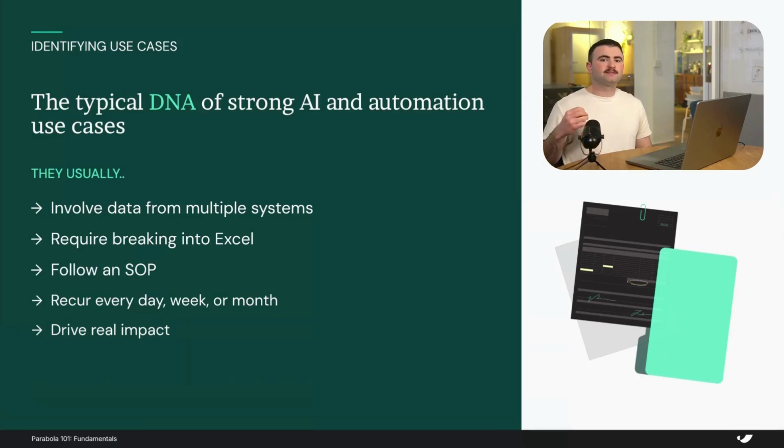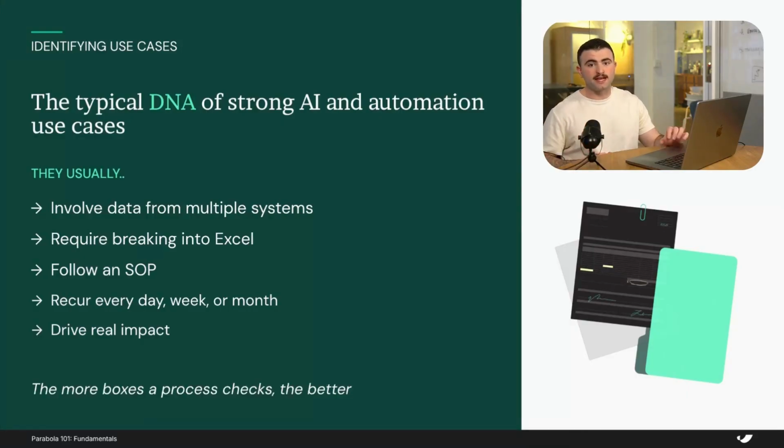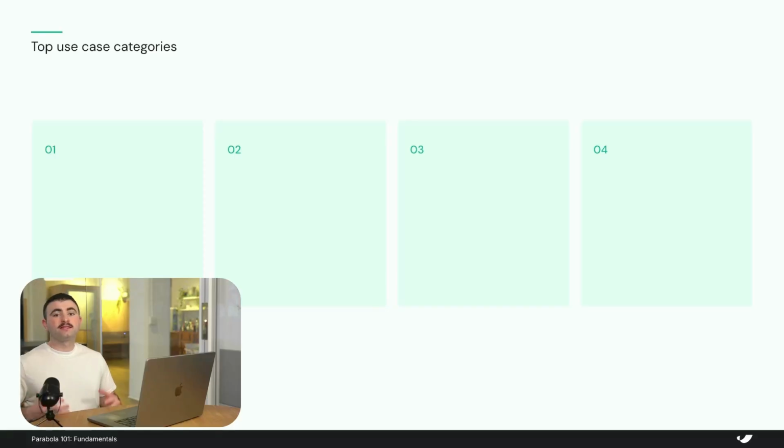Now, a process doesn't need to check all 5 of these boxes to make for a great Parabola use case, but the more boxes a process checks, the better the use case is for Parabola. Since Parabola can automate anything you're currently doing in spreadsheets, there's really no limit to how many different use cases you can automate in Parabola.